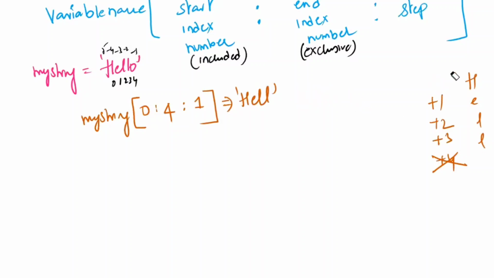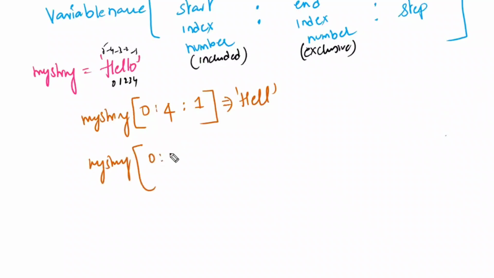Now let us see one more example. Now I am taking my string of 0 to 6 with an increment of 1. 0, 1, 2, 3, 4, 5, 6. 6 should not be included, so up to 5. H, E, L, L. In 4, O is there. In 5, nothing is there. So up to H, E, L, L, O.